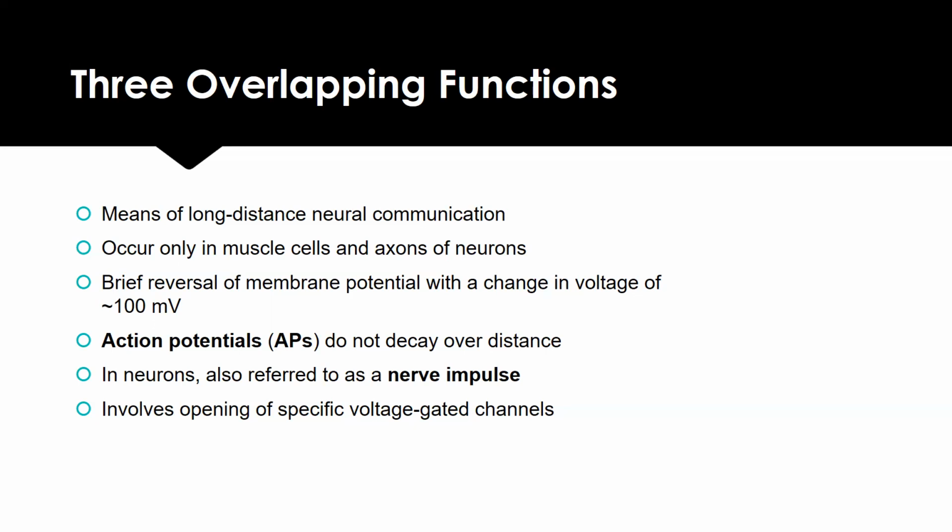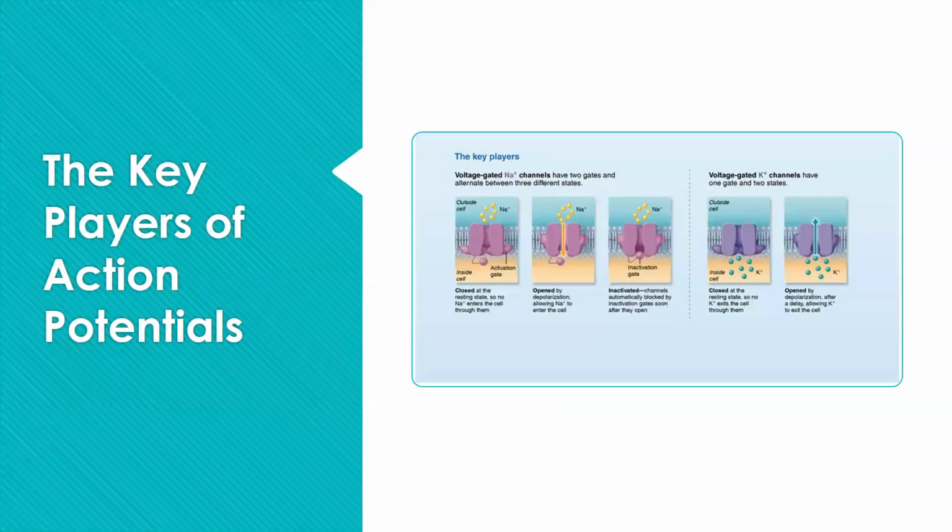In neurons, an action potential is often referred to as our nerve impulse. We're going to be talking about voltage-gated channels. Our key players are going to be our sodium voltage-gated channel and our potassium voltage-gated channel. The potassium voltage-gated channel is easy. It's either closed, no potassium can get through, or open, potassium can get through. Sodium voltage-gated channels are either closed, where no sodium can get through, open, where sodium can get through, or inactivated, where sodium's temporarily blocked by this secondary inactivation gate.